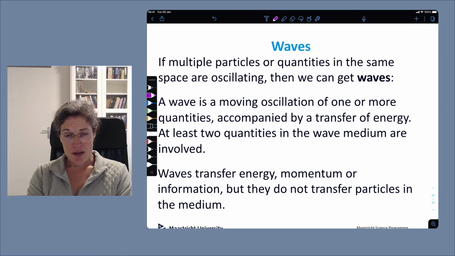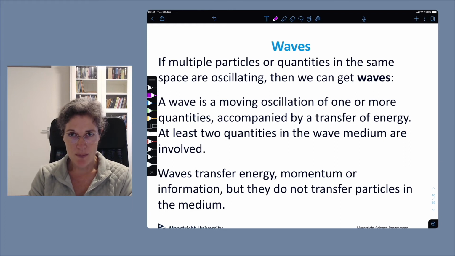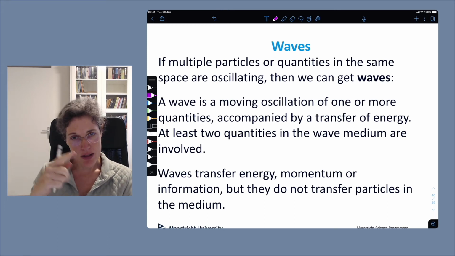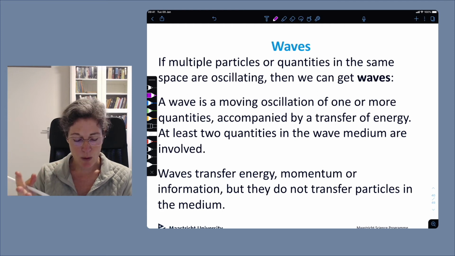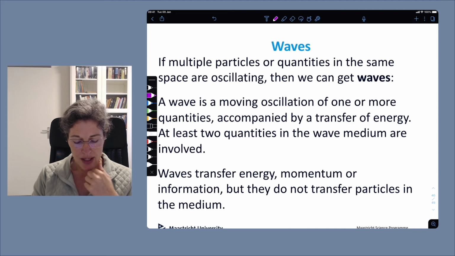Okay, so that's looking at just single things that are oscillating. But what about if we have a whole bunch of things that are oscillating in the same medium? Well, you know all about this, really. You've been to the sea, you've seen sea waves, you've been studying electromagnetism. Essentially, if we have multiple particles or quantities that are oscillating, then we can get waves. So a sort of formal definition: a wave is a moving oscillation of one or more quantities, usually accompanied by a transfer of energy.